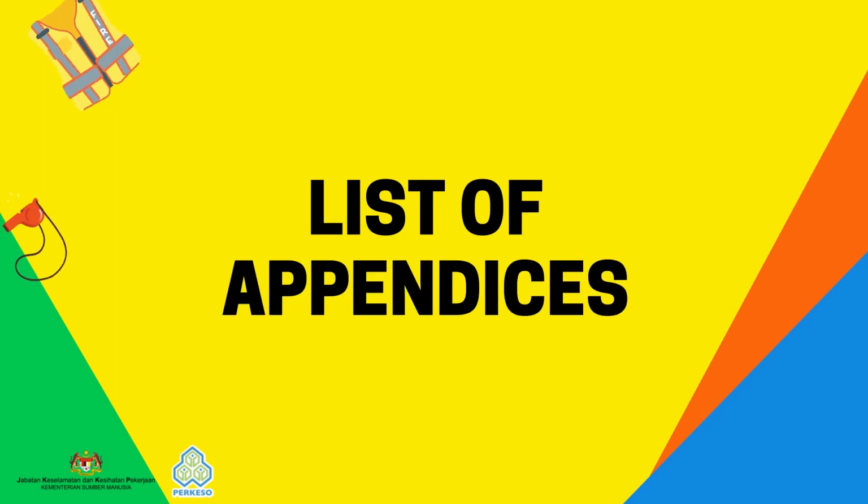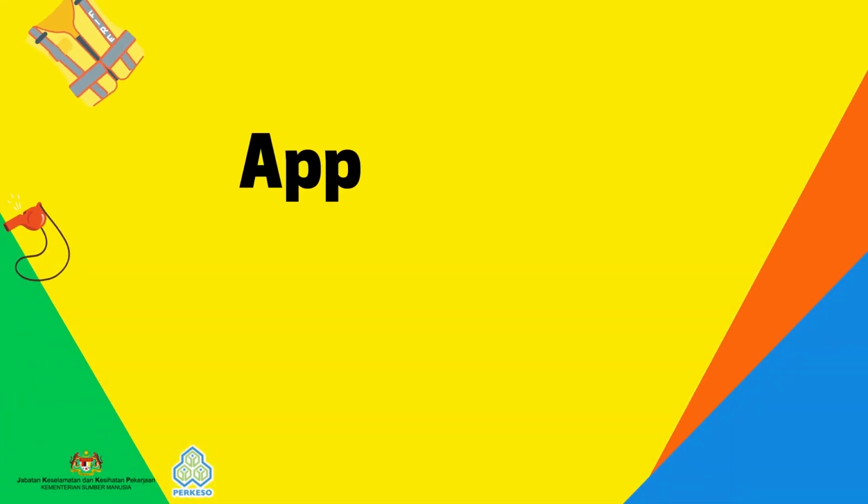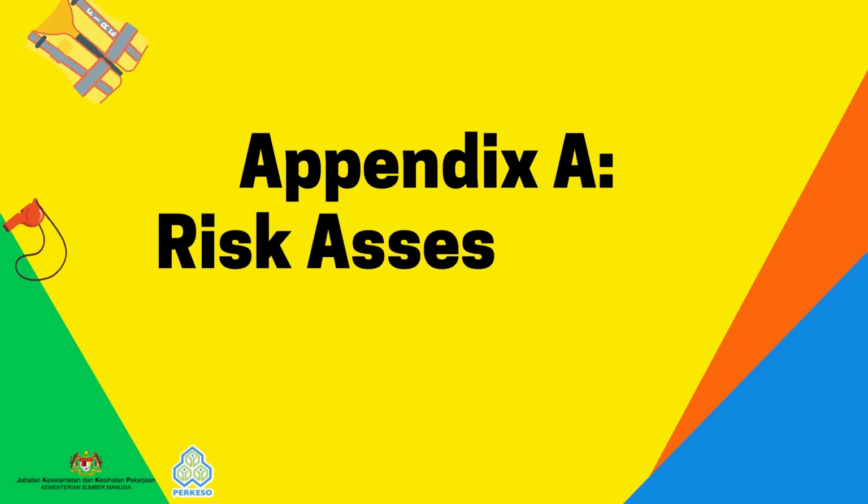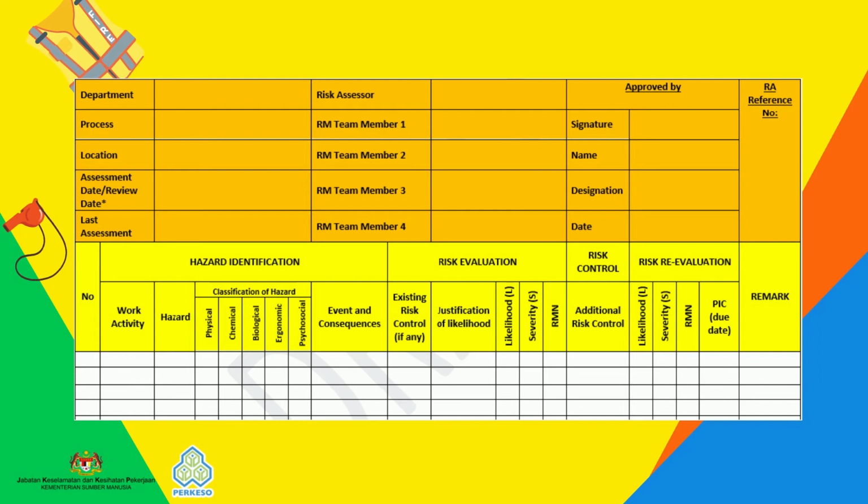Now we're going to talk about the list of appendices. This is an example of Appendix A, the risk assessment form. It should contain department, process, location, and assessment date, including the last assessment or review date. Other than that, the form should also contain the risk assessor, RM team member and lastly the details of approval, which is signature, name, designation and date.